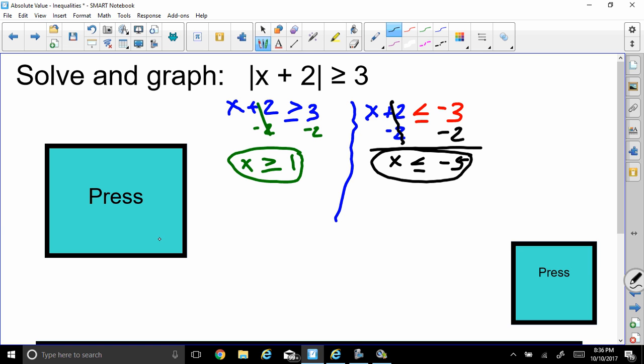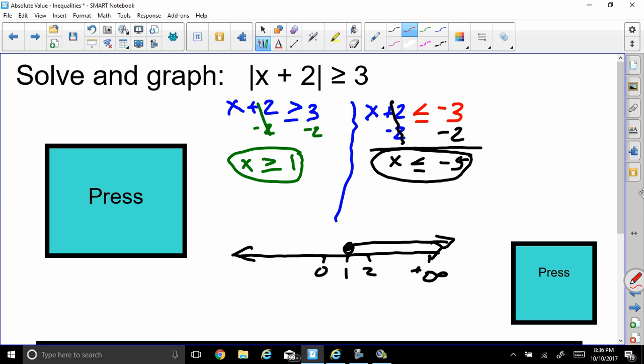Now let's graph this on the number line to see if there is an intersection or not. Here's our number line. Put 0 down here. For x greater than or equal to 1, I'll put a 1 here, with a circle, going this way, up like 2, all the way up to positive infinity.